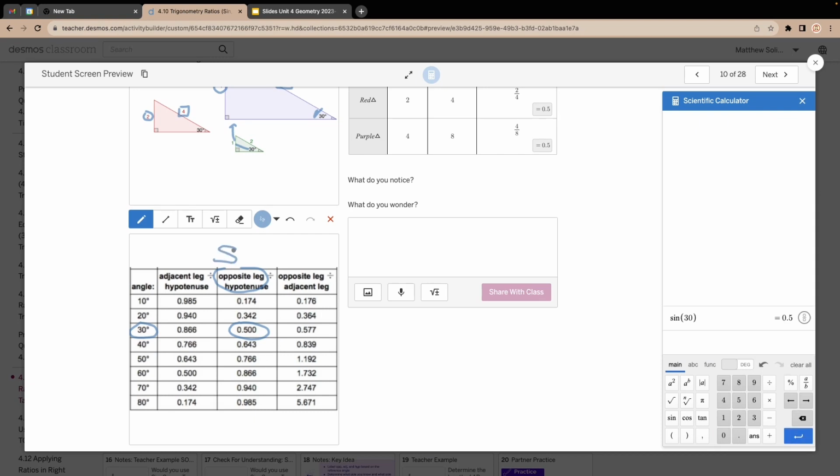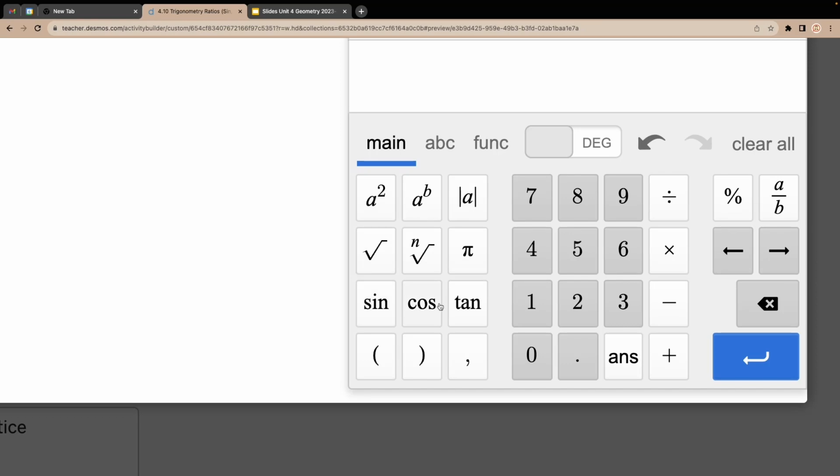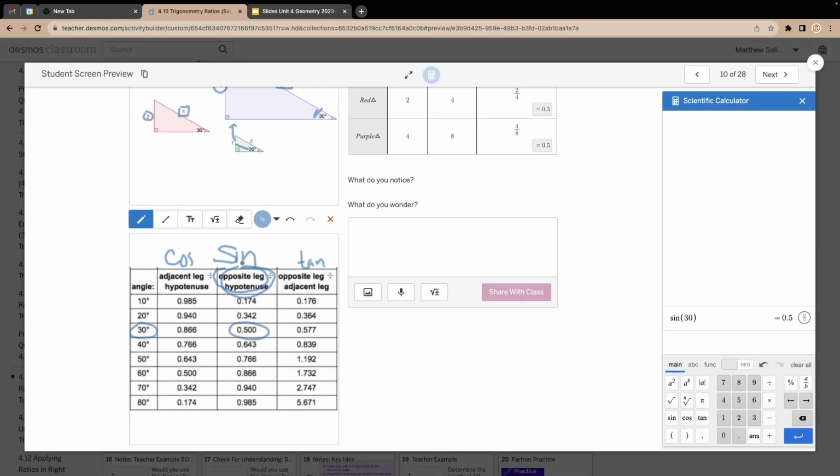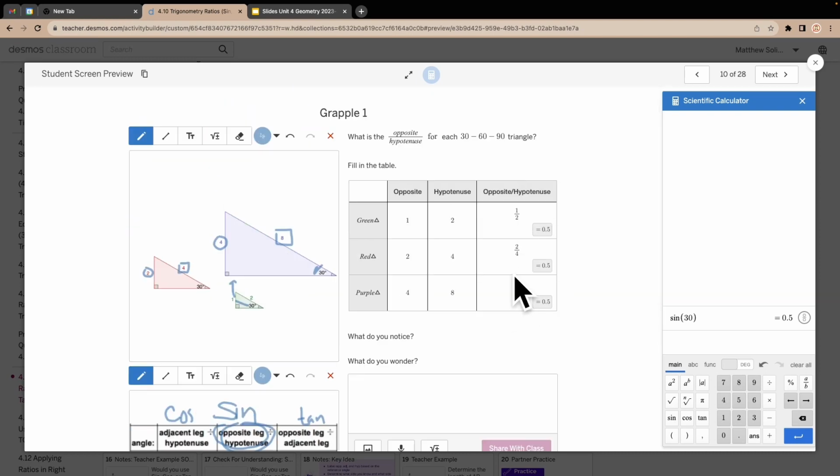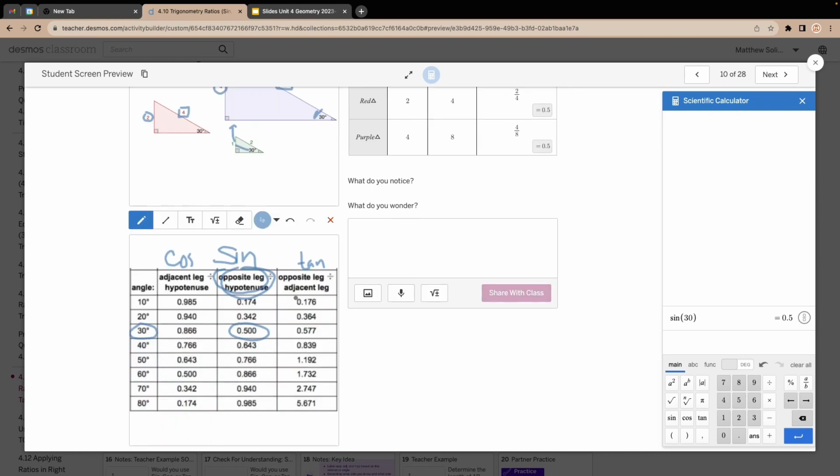All sine means, they just name the opposite divided by the hypotenuse is called sine. The adjacent divided by the hypotenuse we are going to call cosine. And the opposite divided by adjacent is called tangent. So you've probably seen these 3 buttons on your calculator: sine, cosine, and tangent. That's all they mean. Sine means opposite divided by hypotenuse. Cosine means adjacent divided by hypotenuse. Tangent means opposite divided by adjacent. And then it will tell you the table or the decimal that you would get.